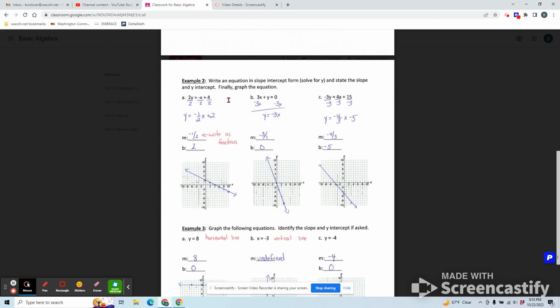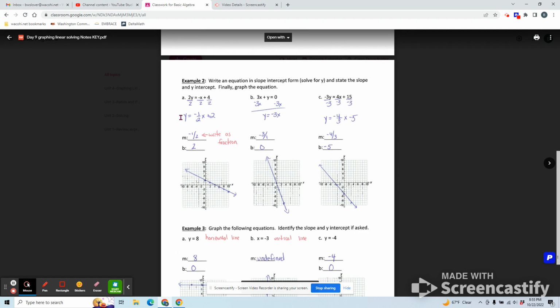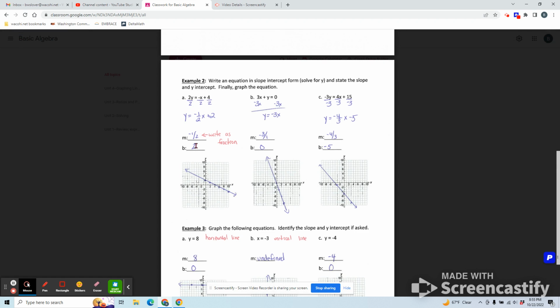So now example 2 is I'm solving for y, putting it in slope-intercept form, and then I'm graphing. In order to get from here to here, there's a few things we have to do. We have to solve for y first, identify the m and the b, and then graph it.